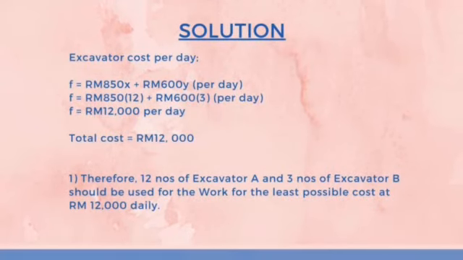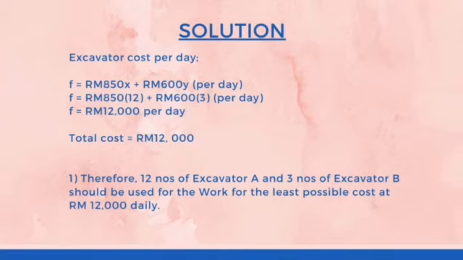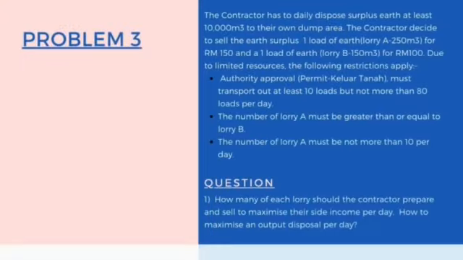From the mathematics solution that we have, we need to plot the graph. From the graph, we can get x equal to 12 and y equal to 3. Therefore, from here, we can conclude that 12 numbers of excavator A and 3 numbers of excavator B should be used for the work for the least possible cost at RM 12,000 daily.